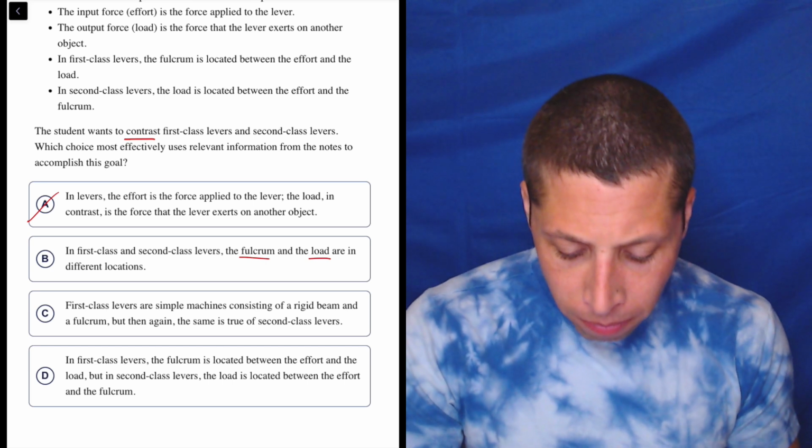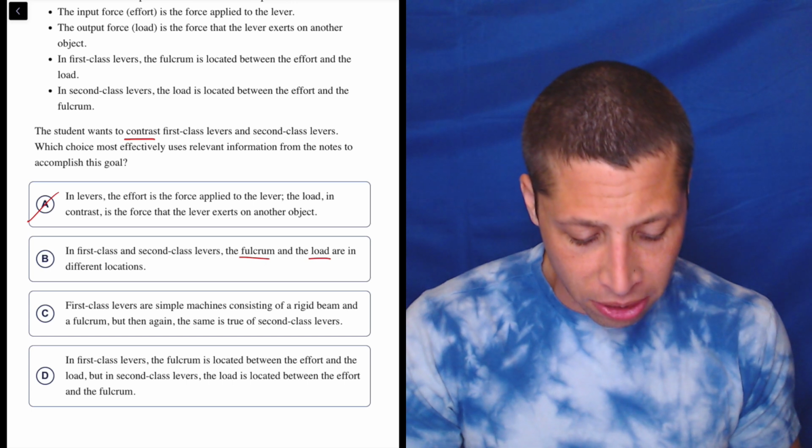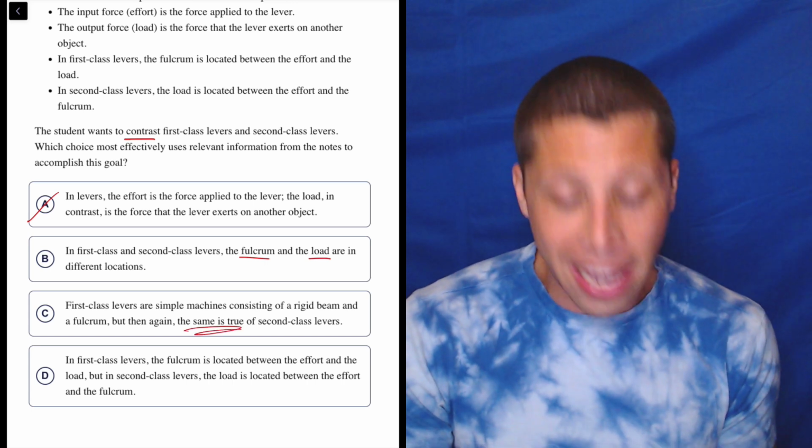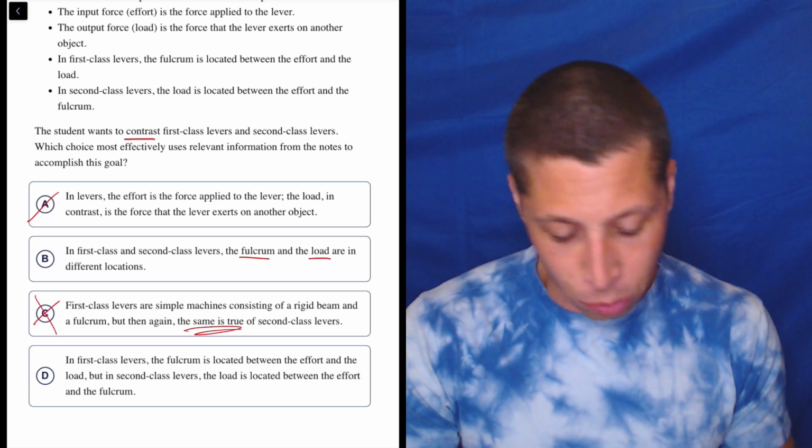Let's look at C. First class levers are simple machines consisting of a rigid beam and a fulcrum, but then again, the same is true of second. Okay, so if it says same, that's not a contrast, that's a similarity, so that doesn't work.